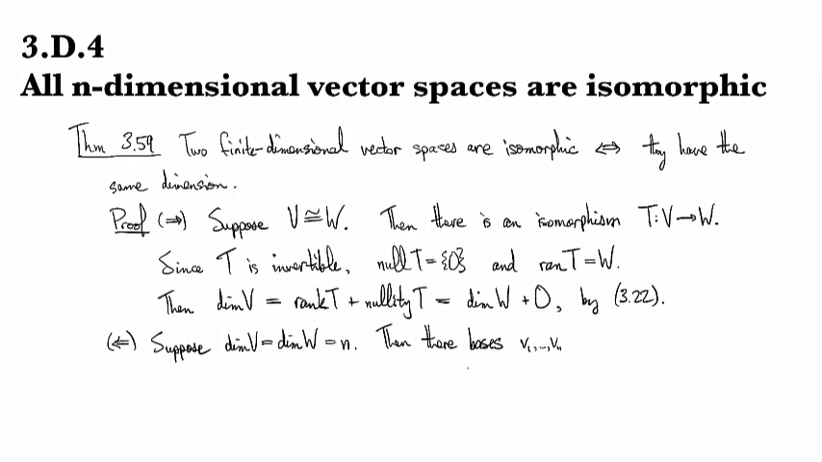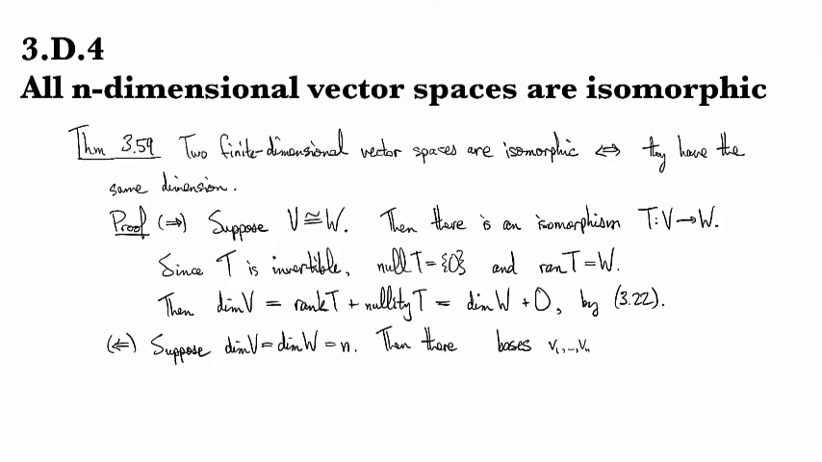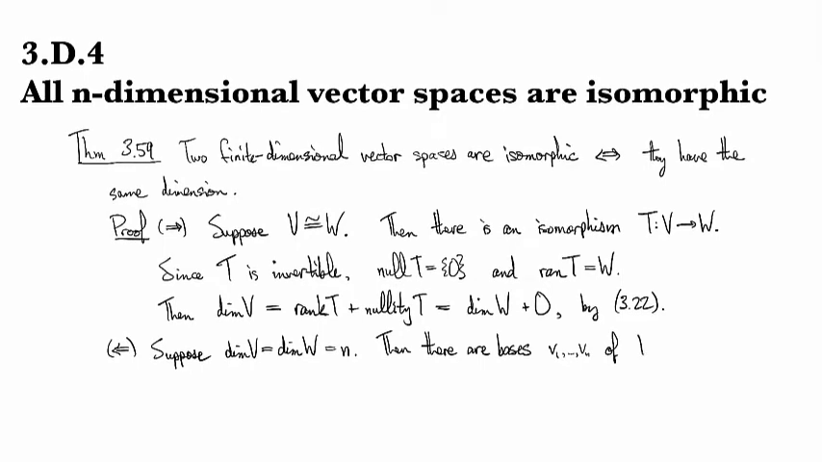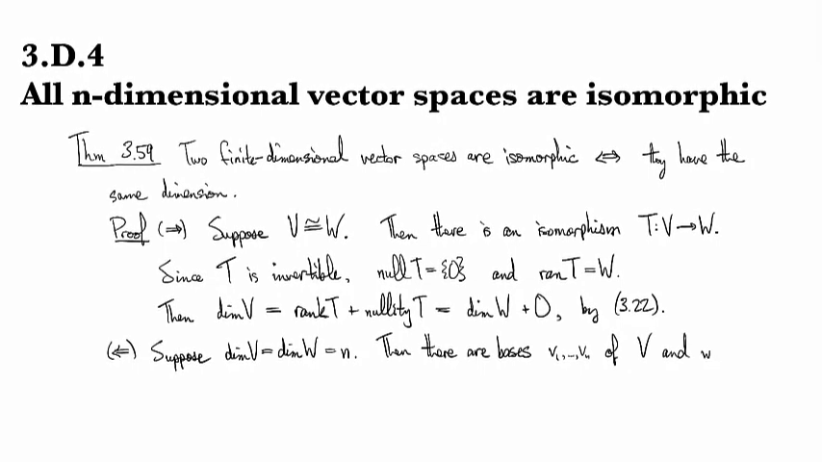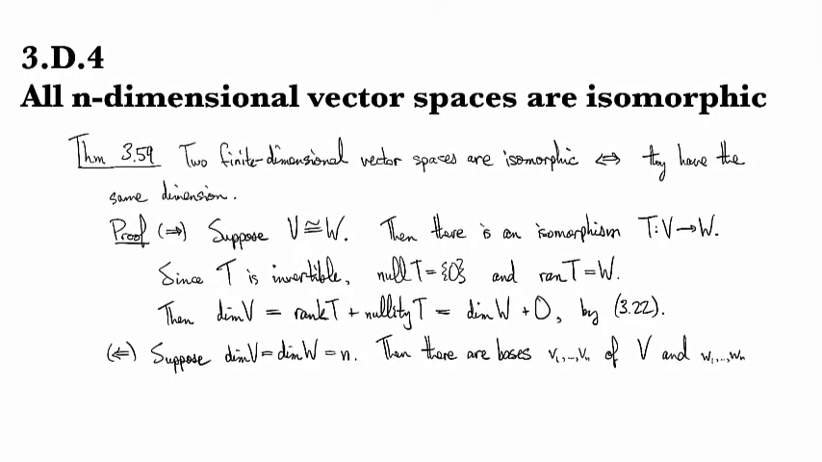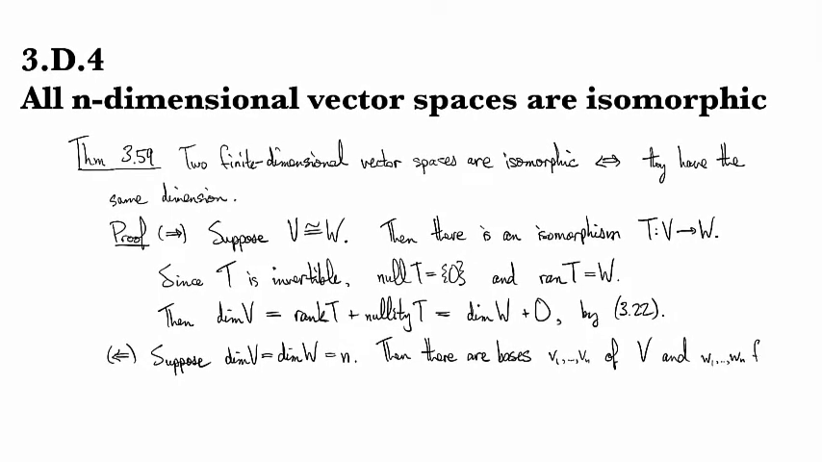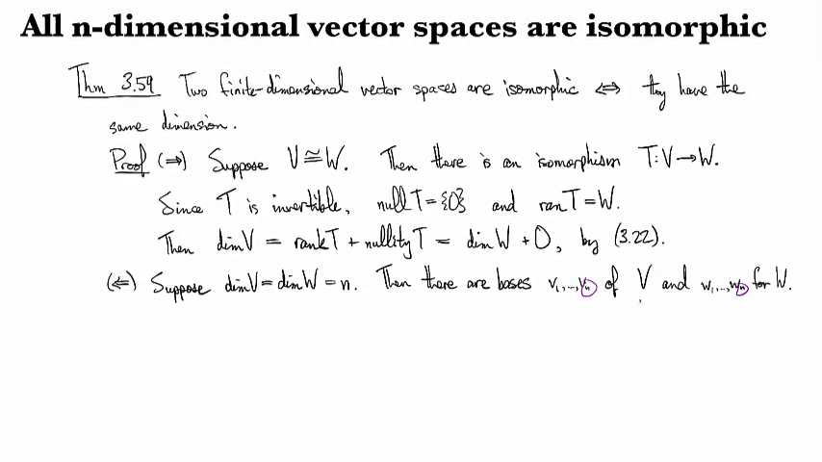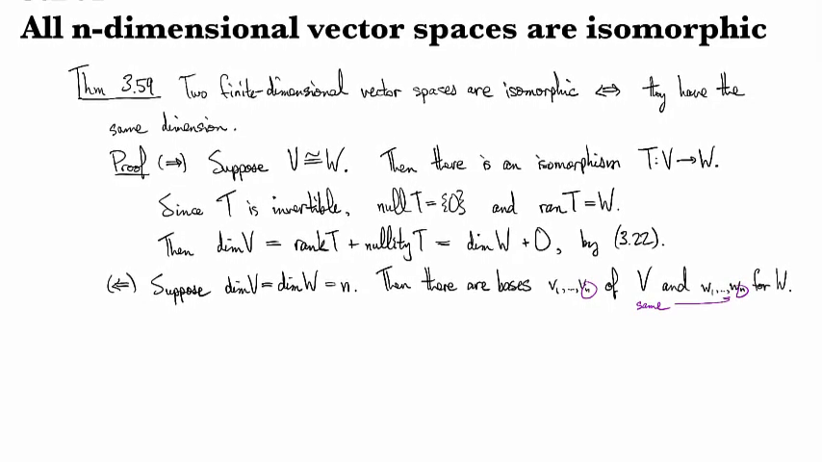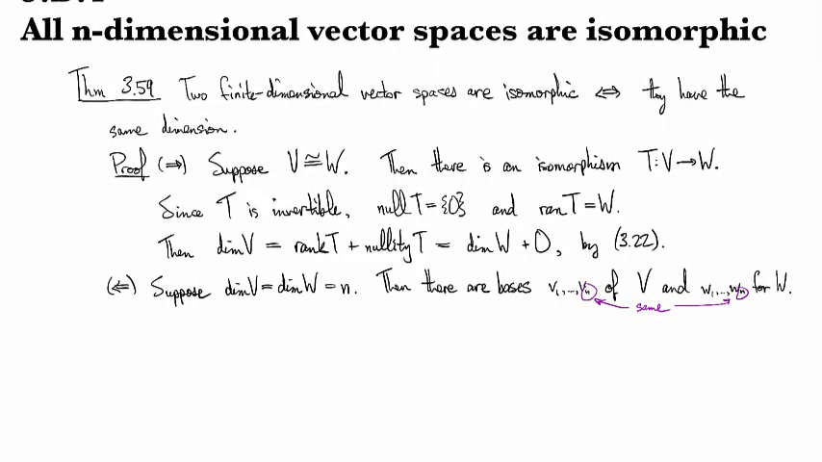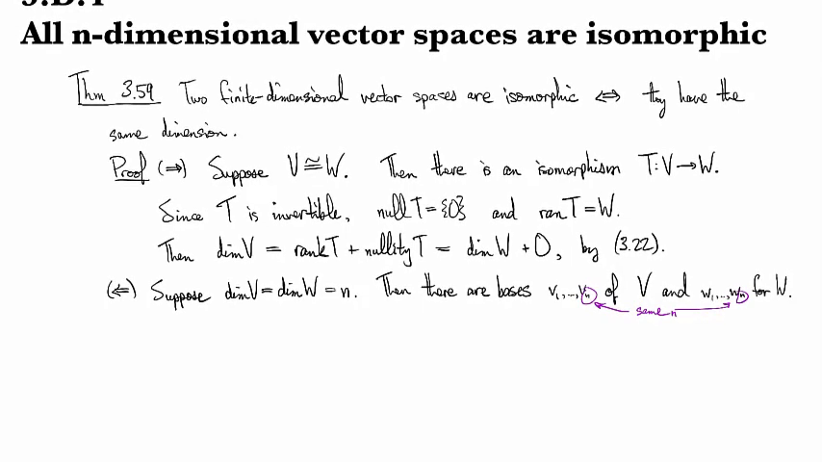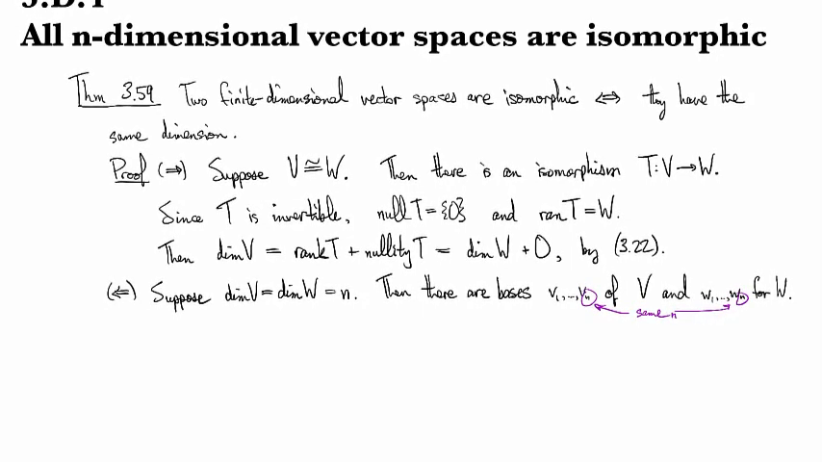Oh, I missed a word. There are bases V1 through Vn of V and W1 through Wn, same subscript for W. So yeah, maybe emphasize that that's the same n in both places. Okay, and then let's see.